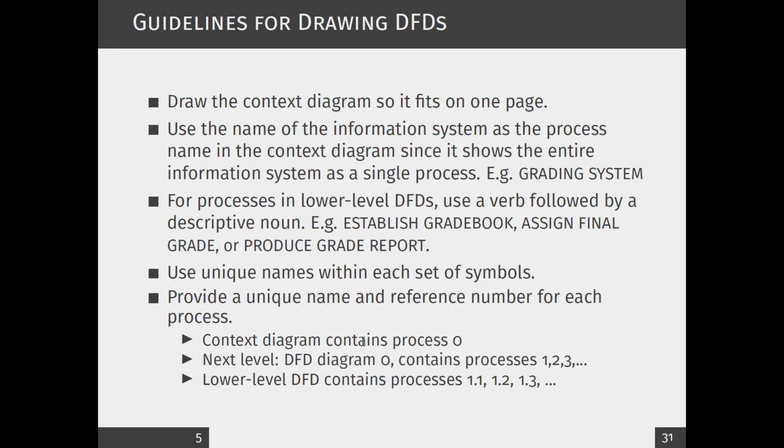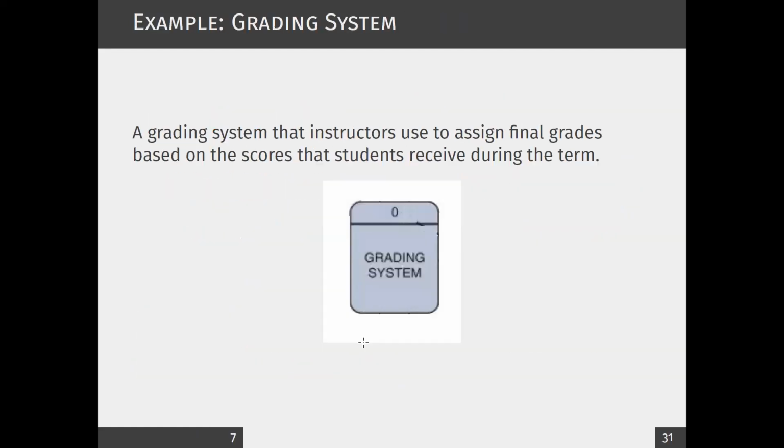There are various ways people do this, but what we discussed is that the context diagram should start with process 0, and at the next level the processes should be numbered 1, 2, 3. When you go down into one of these processes, let's say 1, then you should go down as 1.1, 1.2, and 1.3, and so on. Right. And then we discussed two examples of how to draw a data flow diagram.